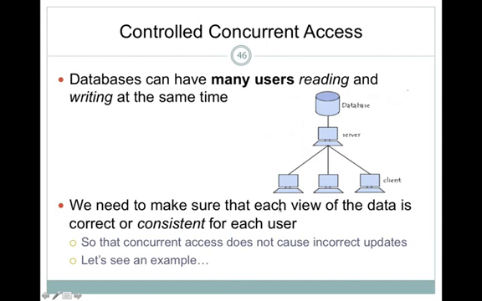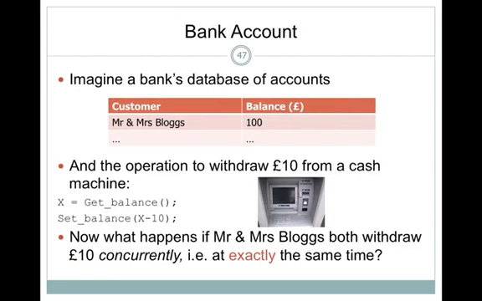And we need to make sure that each user sees a correct and consistent view of the data. And in particular, we need to make sure that allowing concurrent access doesn't cause any incorrect updates leading to inconsistency of the data. So let's look at a specific example of this, which is a bank account. A bank has a database of accounts, and here we've got a table where we have customers and we have the bank balance. So Mr. and Mrs. Bloggs have a joint bank account, and the balance at the moment is £100.